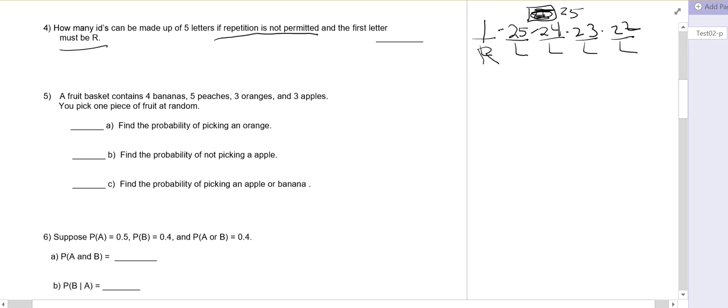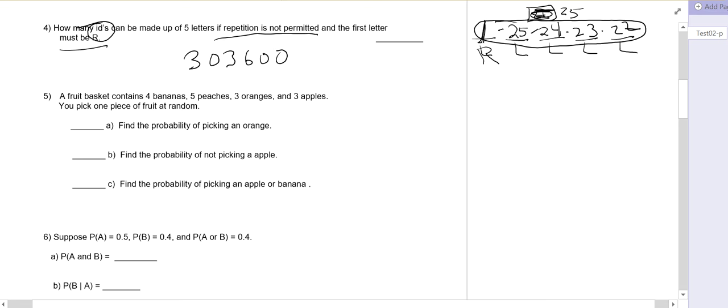Once again, the last question is always, do I have order? Again, this is an ID. I do have order. So this product right here is the answer to the problem. If you do the math, show yourself that this is 303,600.